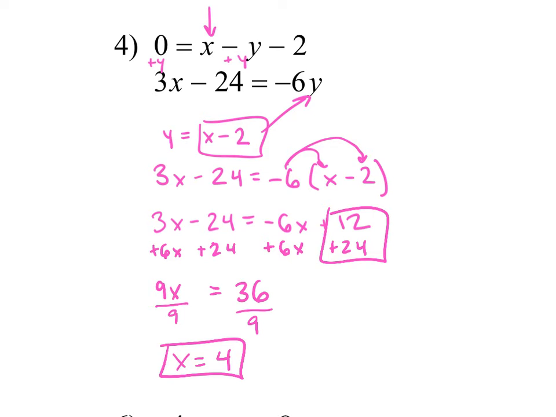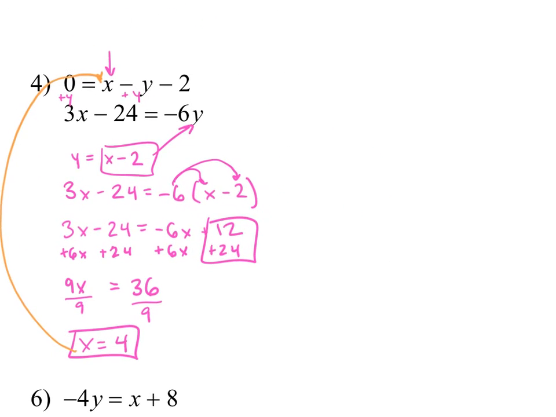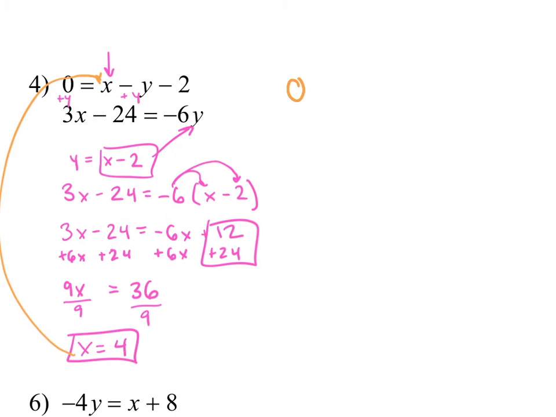Are we done? What do we do? Plug it into the equation. Are we going to plug it into the first or the second? Let's plug it into the first. It looks a little bit easier. So just make sure you plug it in for x. So we have 0 is equal to 4 minus y minus 2.